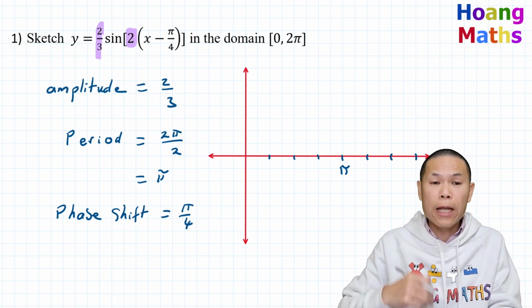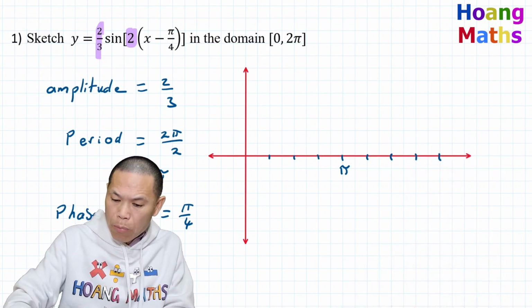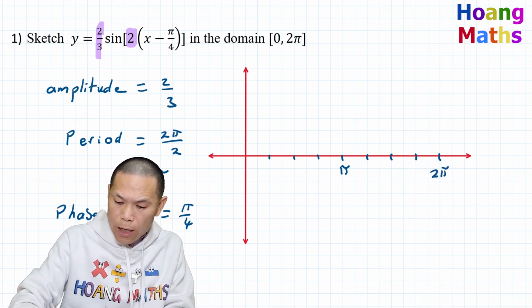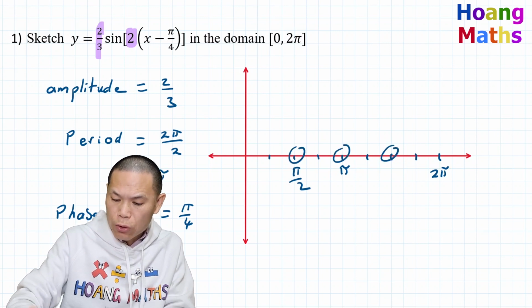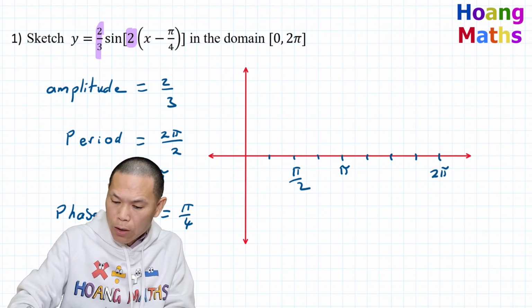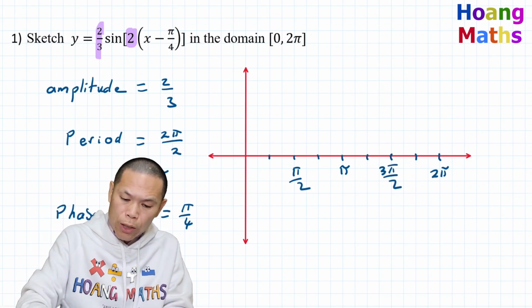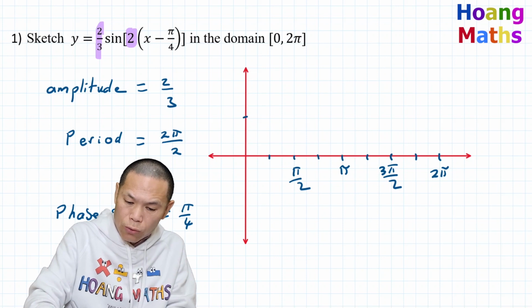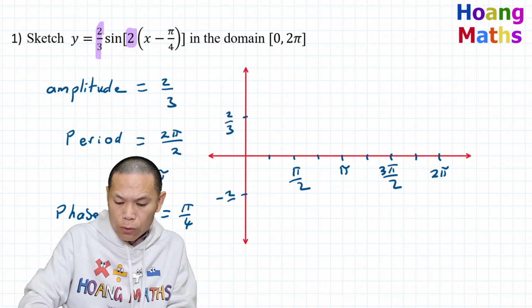So let me just extend the graph a little bit more. So there you go. That means pi, and this is 1, 2, 3, 4. This is 2 pi. And of course, halfway is pi over 2, and 2 pi over 2, 3 pi over 2. So that is 3 pi over 2. And the amplitude is 2 over 3, so just write 2/3 here. So this is negative 2/3.